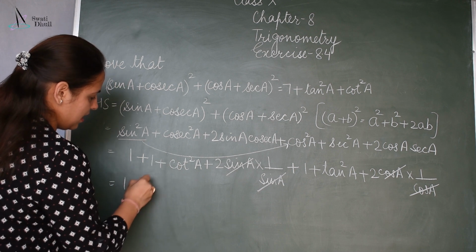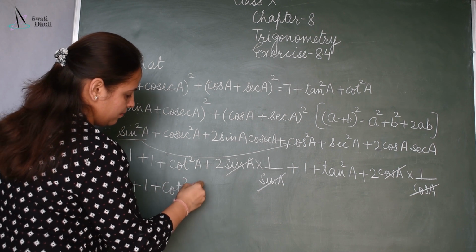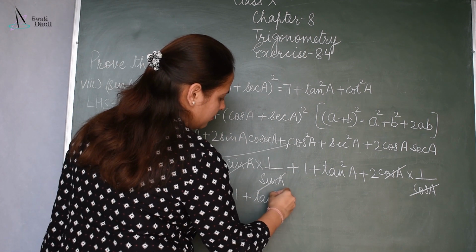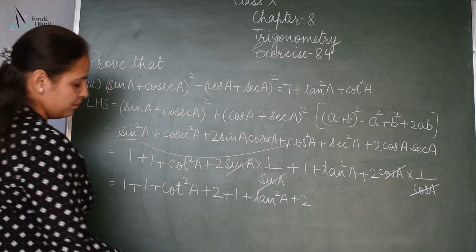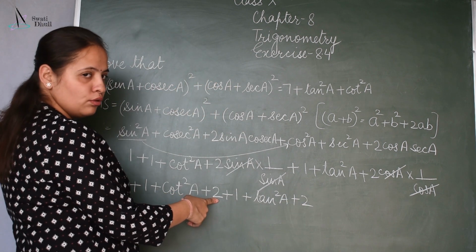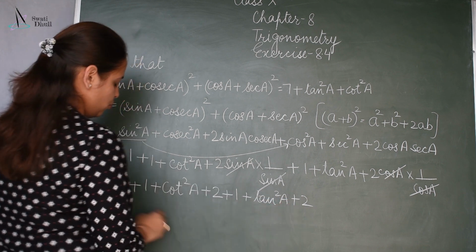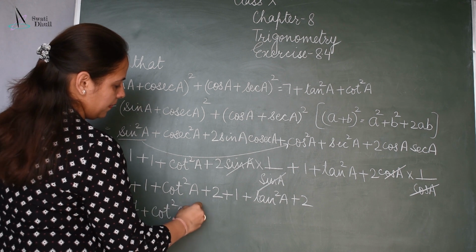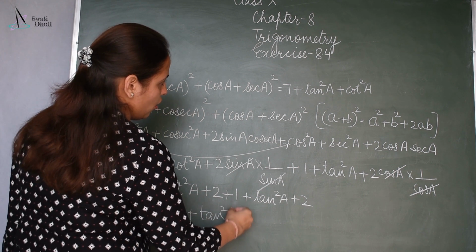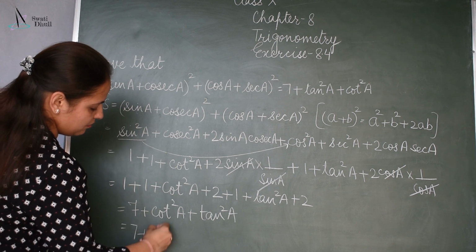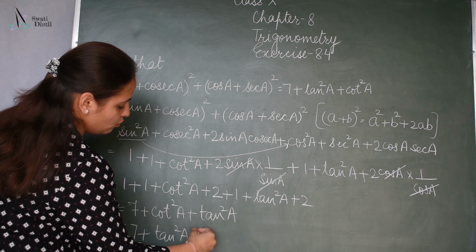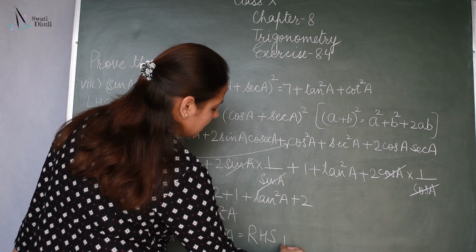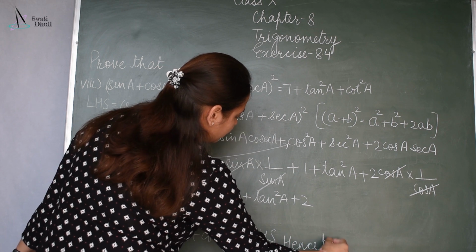So we can write 1 plus cot square A plus 2 plus 1 plus tan square A plus 2. So 1 plus 1, 2, 2 plus 2, 4 plus 1, 5 plus 2, that is 7 plus cot square A plus tan square A, or you can write it as 7 plus, we can rearrange them according to our right hand side. So this is equal to right hand side, hence proof.